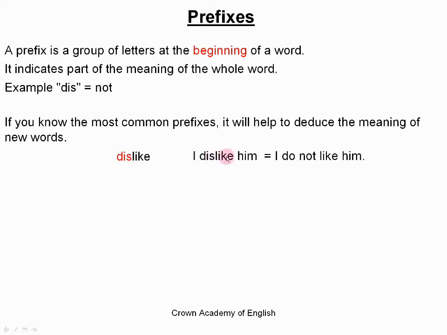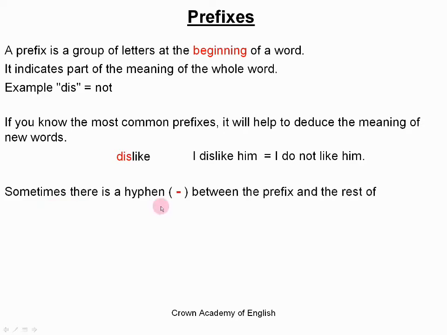Understand that I dislike him, we understand that that means I do not like him. Okay? Now, sometimes there is a hyphen between the prefix and the rest of the word. This is a hyphen. It's this little line in the middle between the prefix and the rest of the word. Example, anti-war. And this is the hyphen in the middle.